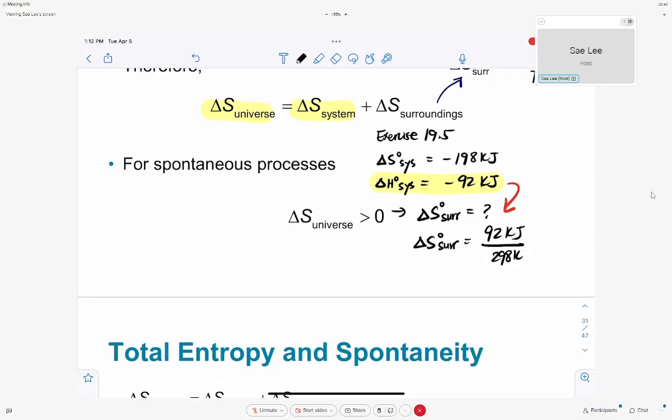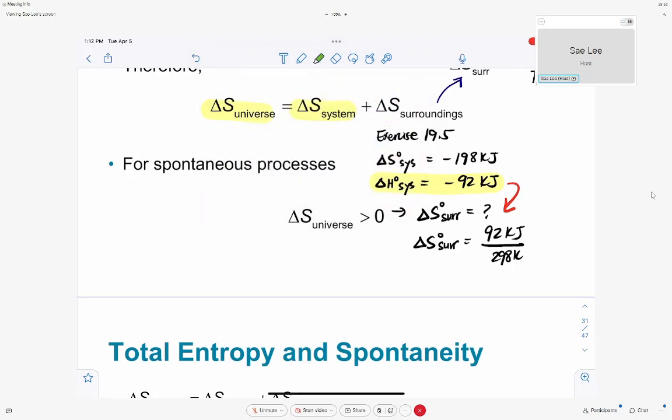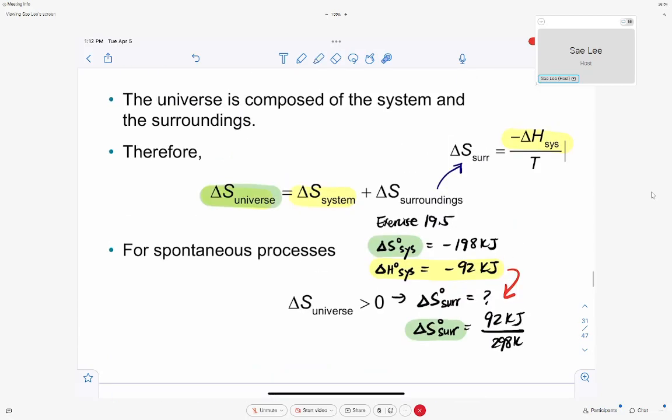Then if you have delta S of the surroundings, and if you have delta S of the system, you can easily calculate the delta S of the universe. So even if entropy change of the surroundings is not given, if we are given enthalpy change of the system, we can still calculate the total entropy change of the universe using this equation.